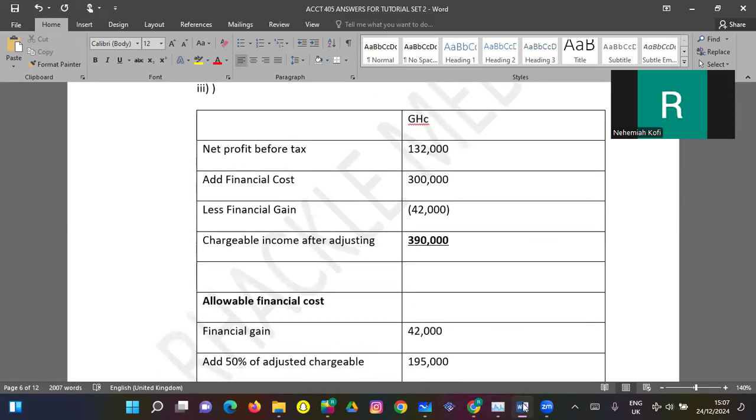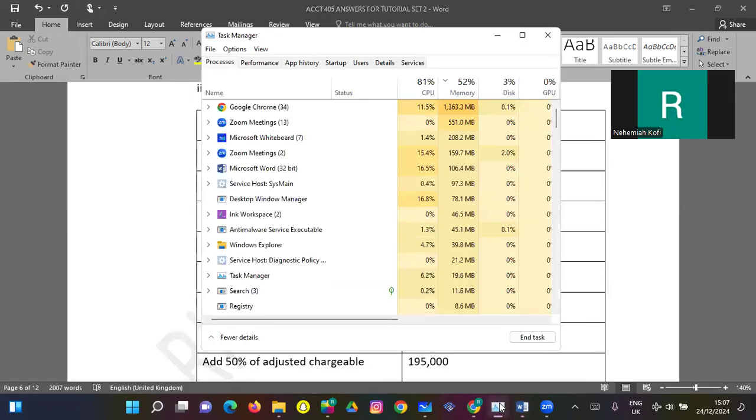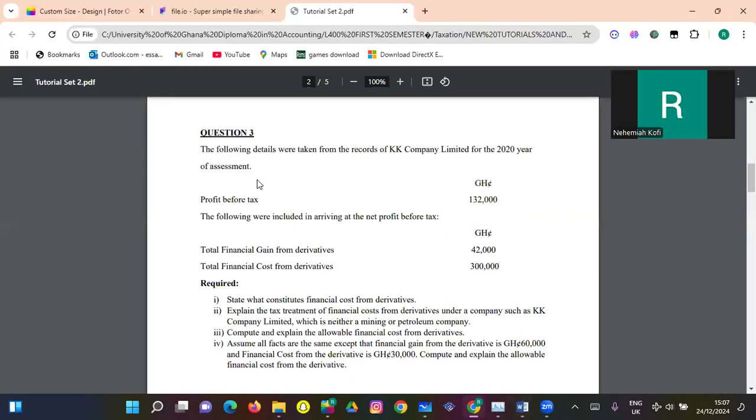So now let's look at the other part here. We've spoken about parts 1 and 2, and we've explained the tax treatment for the derivative, that it will be carried forward for 5 years. So it is the financial gain plus 50% of the adjusted chargeable income. Now I compute and explain the allowable financial cost from derivatives. We are going to use this to compute it.